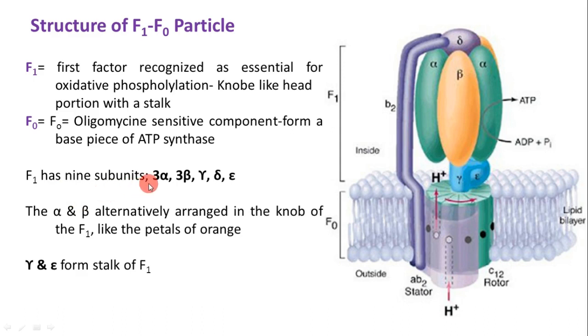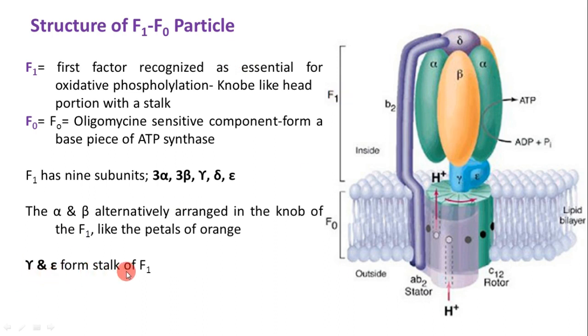And the F1 has 9 subunits: 3 alpha subunits, 3 beta, 1 gamma, 1 delta, and 1 epsilon. Totally 9 subunits are there for the F1 particle. Here you can see the alpha, beta, then gamma, epsilon, delta. The alpha and beta are alternately arranged in the knob of the F1 like the petals of an orange. Here you can see in green, that is the alpha subunits. One alpha subunit, then one beta, then again one alpha, then again one beta. In that manner, the 3 alpha and 3 beta subunits are alternately arranged like the petals of an orange.